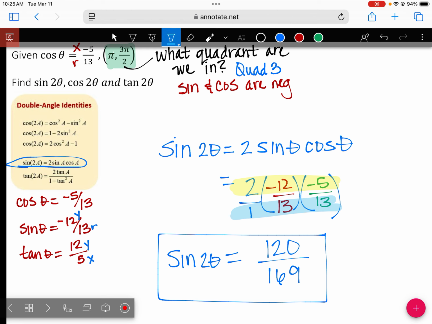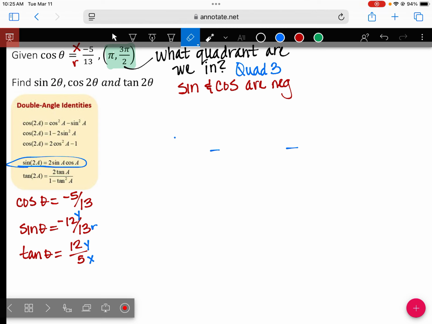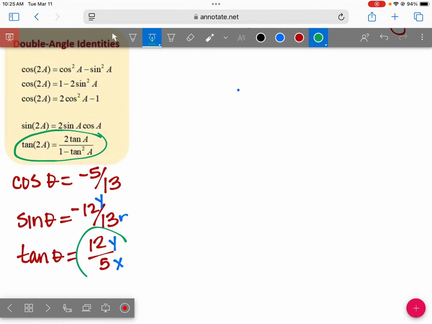Okay. And now let's do tangent. So for the tangent double angle, we only have one choice. It's only one option. This is our tangent, and tangent only uses tangent. That's all it uses. It doesn't use sine or cosine.